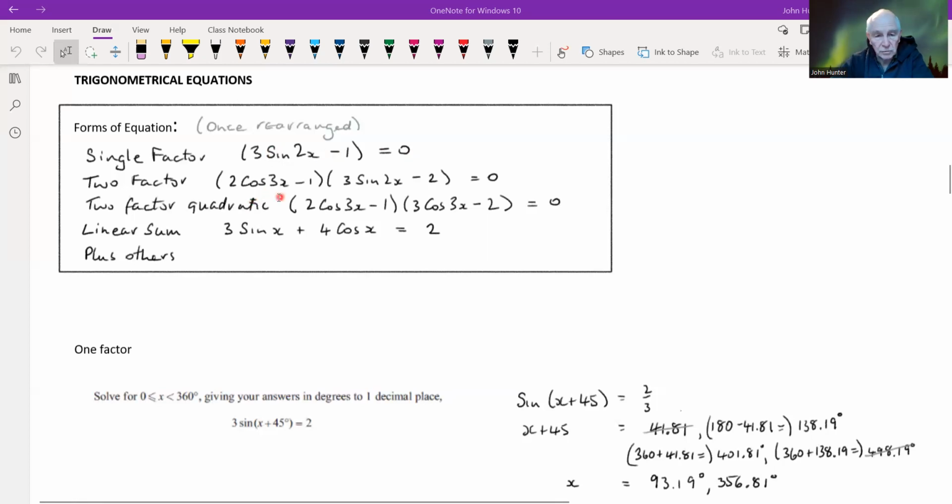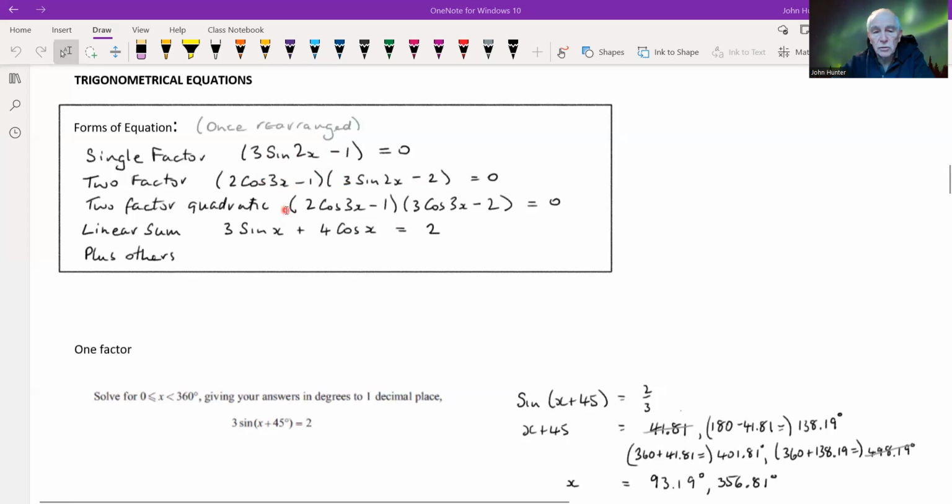Now we might get a 2-factor equation. Here we've got two things multiplied together equaling 0. So we can solve for this first one and solve for this second one, and the solution sets are basically combined for those two. Now, in amongst all this, remember that when we're looking for solutions to things like 3 sine 2x equals 1, sine 2x equals a third, then there are multiple solutions. So we have to look at the range of solutions that are required and choose our solutions accordingly. Okay, so that's single factor, that's 2-factor.